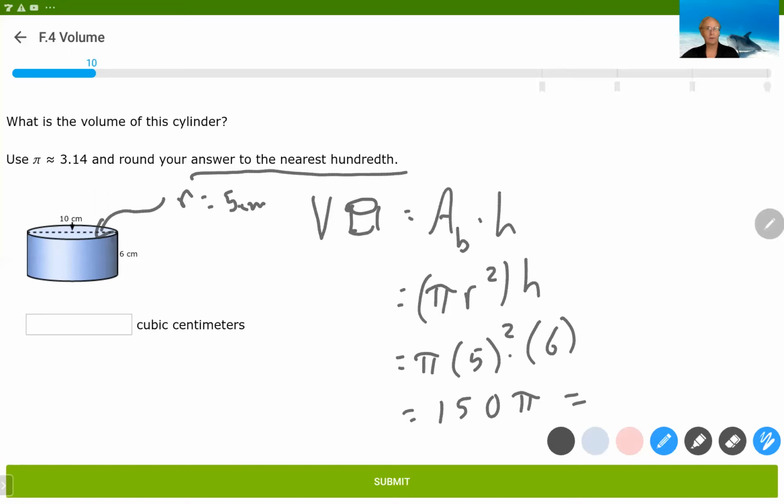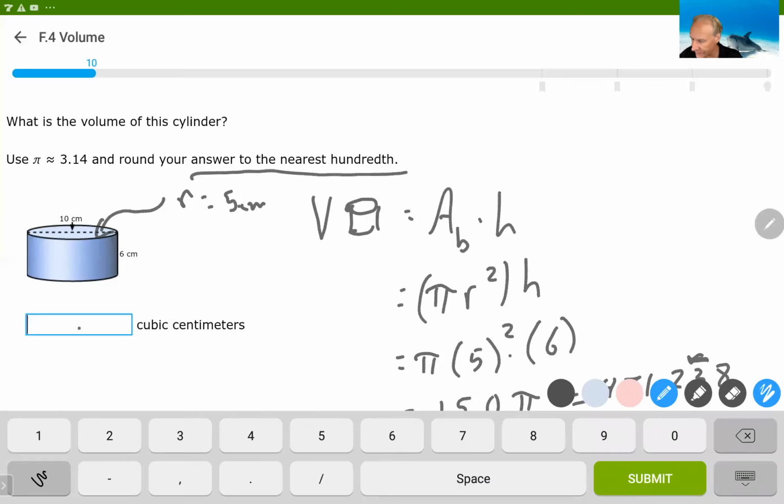If you use 3.14, it may not be accurate enough. So it's a good idea to use your pi key on your calculator. My pi key, let's see, there it is. Pi times 150, and I get 471.238. When I round it to the nearest hundredth, that little bar is just where I'm going to round it. I should have actually put it on the bottom. So it's going to be 471.24.